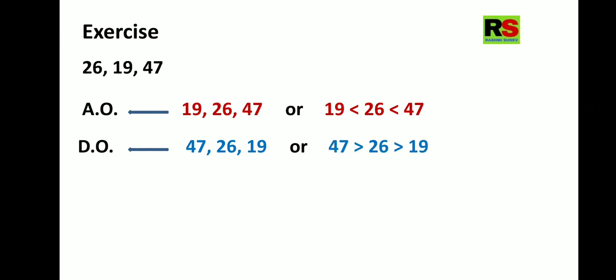47 is greater than 26. So 47 is written first. Then 26 is greater than 19. That is why 26 is written next. Whatever number remains will come at the last. So 19 is the last number. 19 is the smallest number.